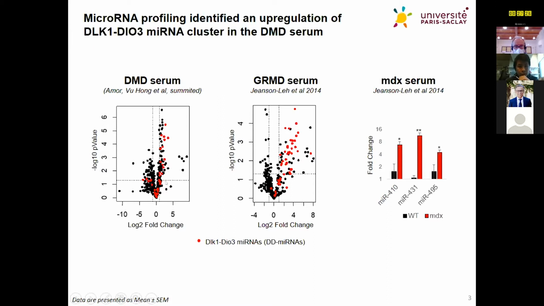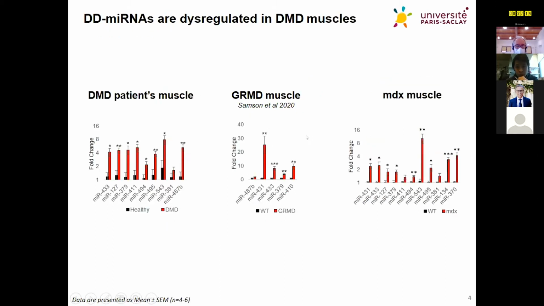You can see in this volcano plot that there are many microRNA from this locus that are upregulated in the serum of the DMD patient and in the dog serum. And the dysregulation of the DD-miRNA is also found in the muscle biopsy of the same subjects. So we see it in the muscle biopsy of the DMD patient, the GRMD dog, and also in the MDX mice. So we have a very high upregulation of this locus in the three models that we studied.